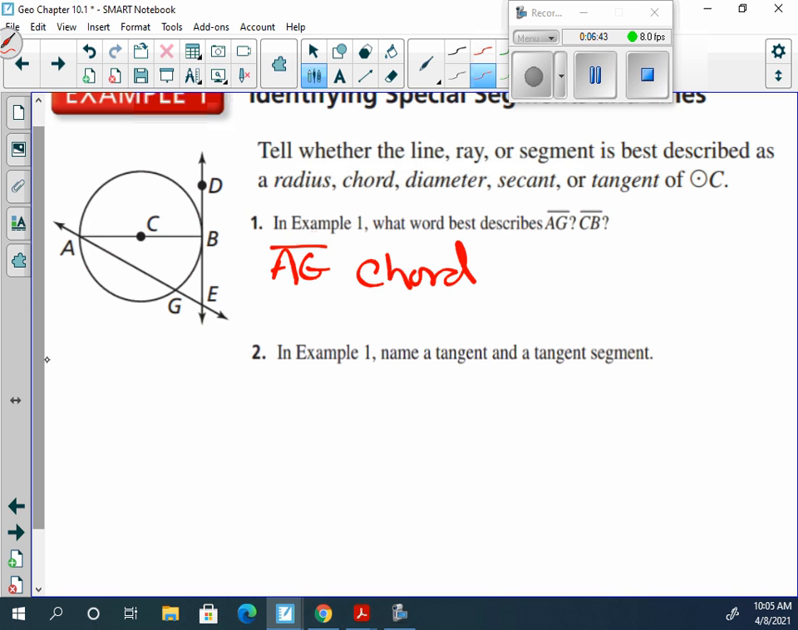But because we're talking about the line segment AG, only this part right here, it is a chord because it starts and ends on the circle. It connects 2 points on the circle. And that's the key difference. Now, what would CB be?